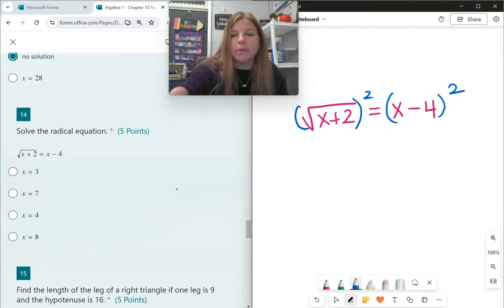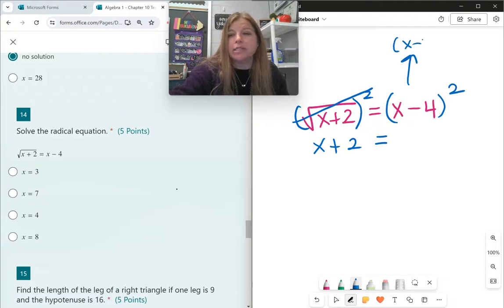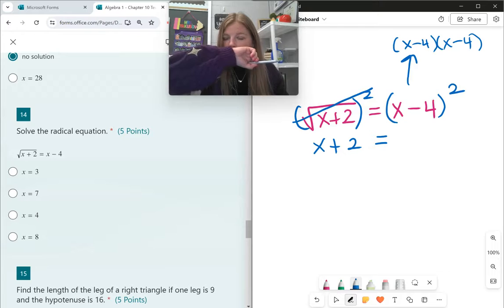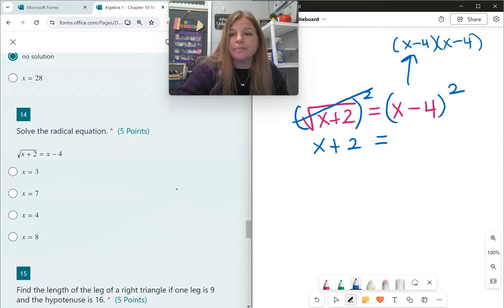And so if I square both sides, I am then left with x plus 2 equals. Now, squaring a binomial, the long way would be to do x minus 4 times x minus 4 and do all the distributing and then combine like terms. Faster way is this pattern. Excuse me. You square the first term. If I square the first term, I get x squared. Okay. The way I get the next term is I multiply x times negative 4.